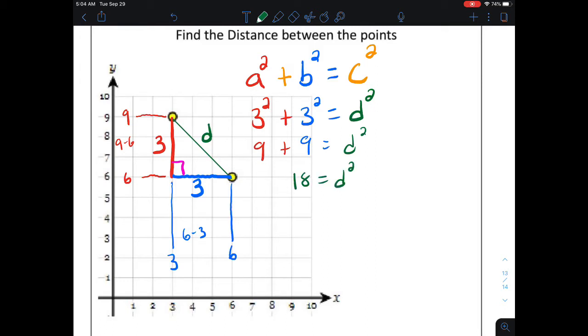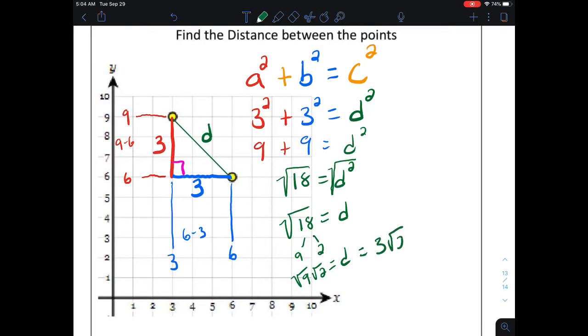To solve for d, I'd have to take that exponent of 2 off of the d. So I'd take the square root of both sides. So the square root of 18 is equal to d. And we can simplify the square root of 18 because 18 is 9 times 2. So the square root of 9 times the square root of 2 is equal to d. So d is equal to 3 times the square root of 2. That is the distance for how long that line is.